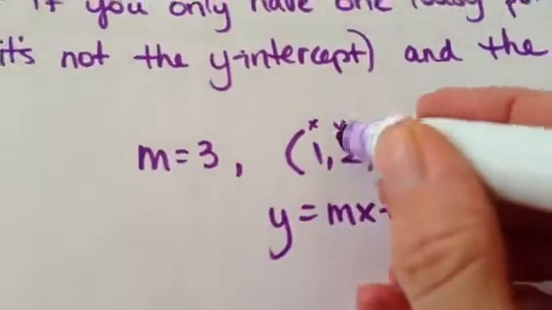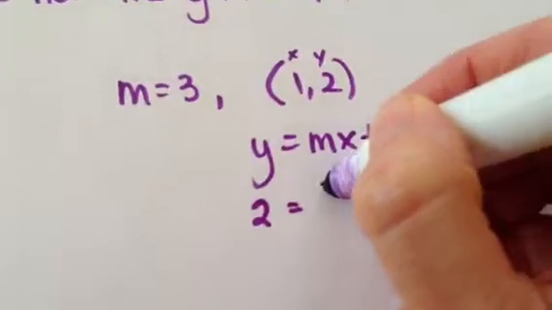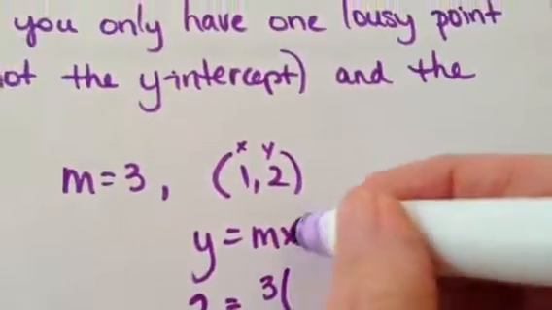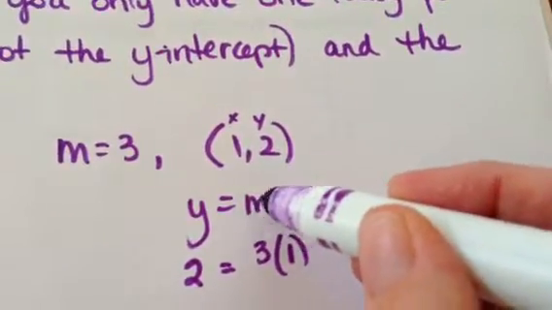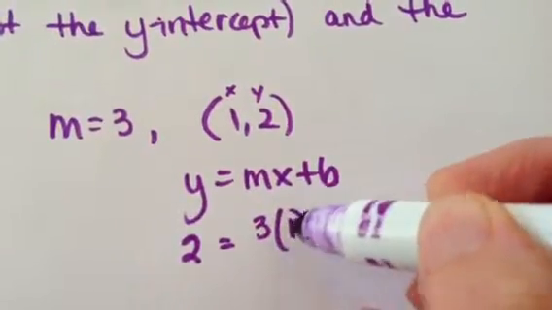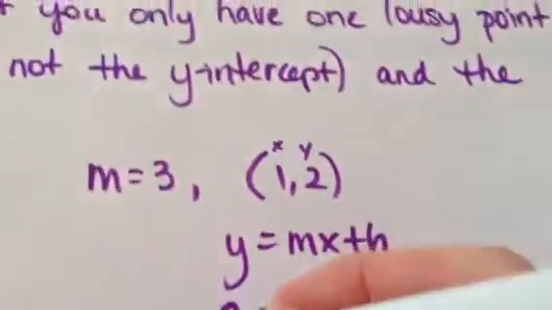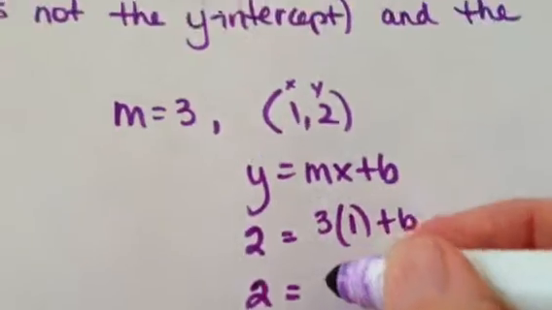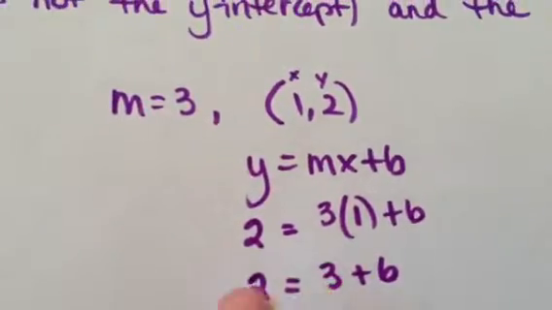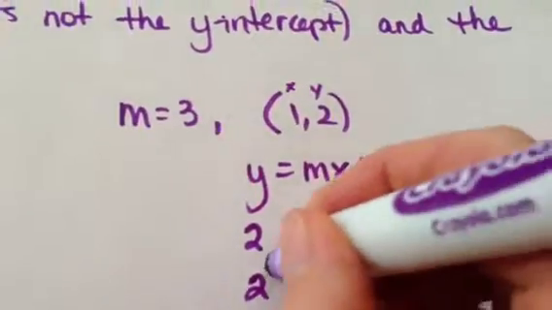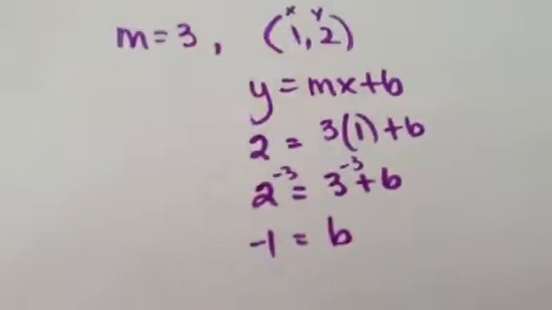So here we go. It says here y is 2, so I'm going to write y is 2. My slope is 3, x is 1. I'm going to write it like this because that means slope times x. So I'm going to write slope times my x value plus b. So look what you've got here. 2 equals 3 times 1, which is 3, plus b. If you're going to solve for b, you're going to subtract 3 from both sides. So 2 minus 3 is negative 1. So you can see b is negative 1.